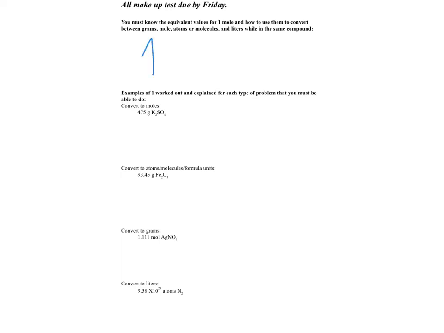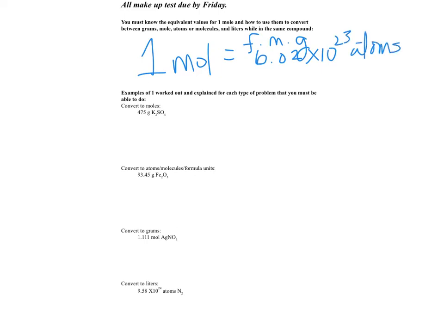Okay, the first part you need to know is that 1 mole is equal to 3 other things. It can be equal to the mass of a compound, which would be the formula mass in grams, and that's found by adding up the masses of each element on the periodic table and accounting for if there's more than one of that element. 1 mole can also equal 6.02 times 10 to the 23rd atoms or molecules.